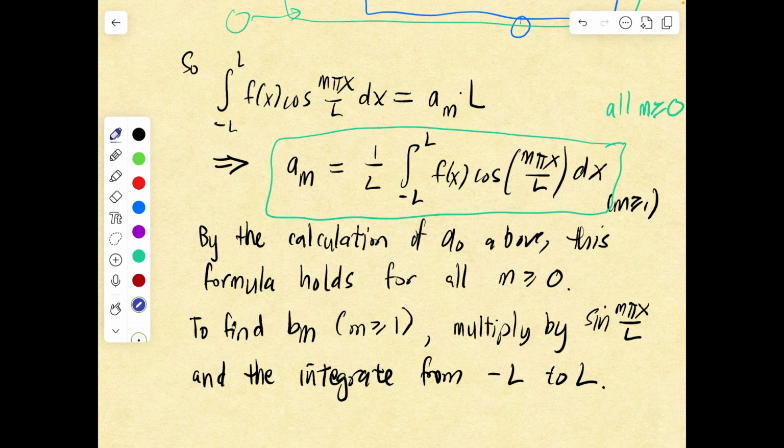So let's put this in the box. So those are the formulas for the a_m's and the b_m's.